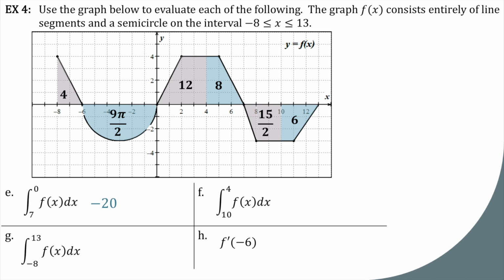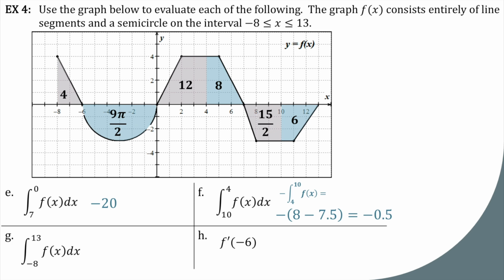What about from 10 to 4? So we're starting at 10 and going backwards to 4, so we're subtracting it. Or we can actually rewrite that and say negative 4 to 10. So that would be negative 8 minus 7.5. So negative 15.5. All right, negative 8 to 13.